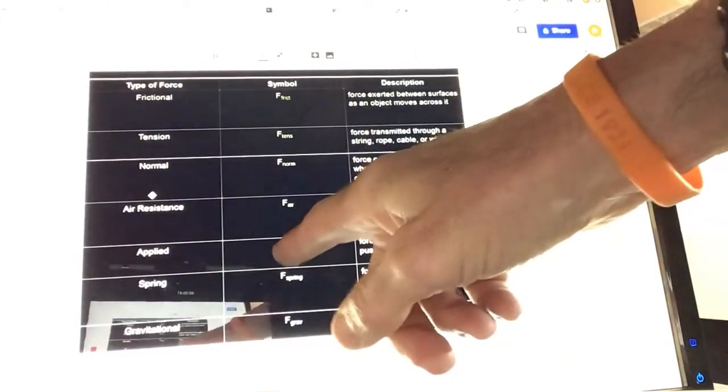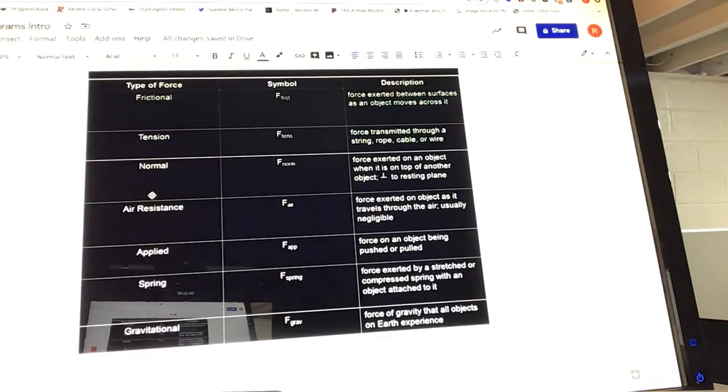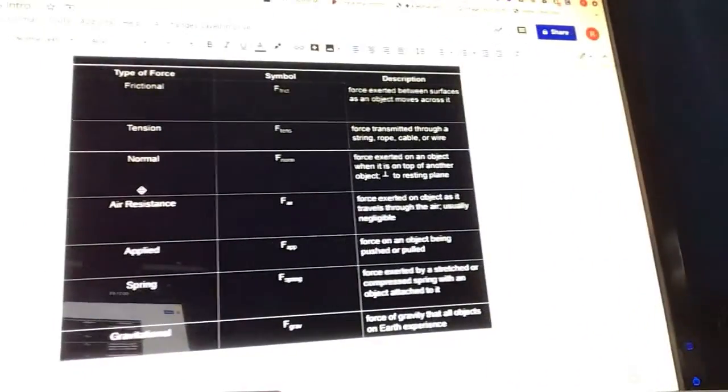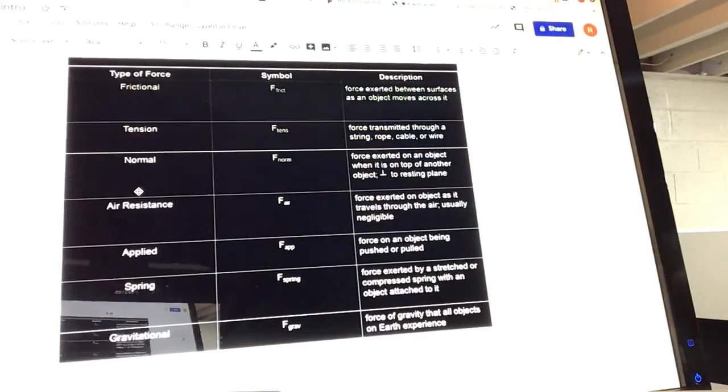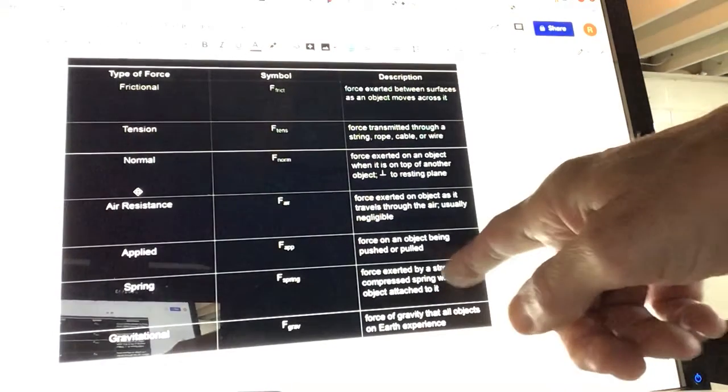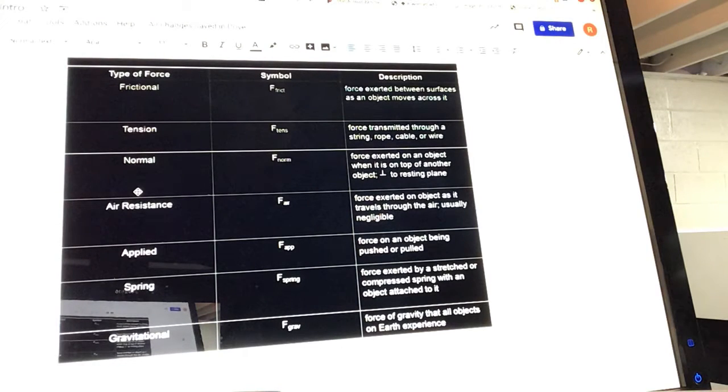And applied force, F-A-P-P, force of an object being pushed or pulled. So it's, you know, me pushing the magic screen, it's me pushing the book, it's a car driving its wheels, it's a person pulling on a sled. I'm trying to think of the examples that are in that lab you're going to do tomorrow. Spring, that's another one they left off. That's not very common, but force exerted by a stretched or compressed spring with an object attached to it. Could be a spring, could be a string like on a bungee cord, could be like a bow and arrow.